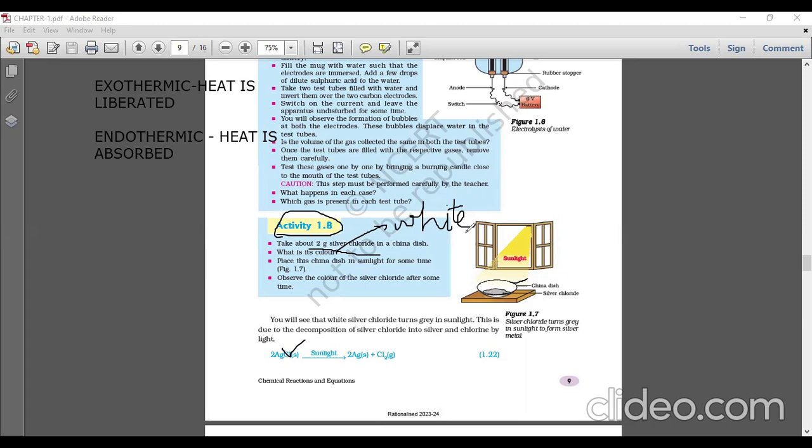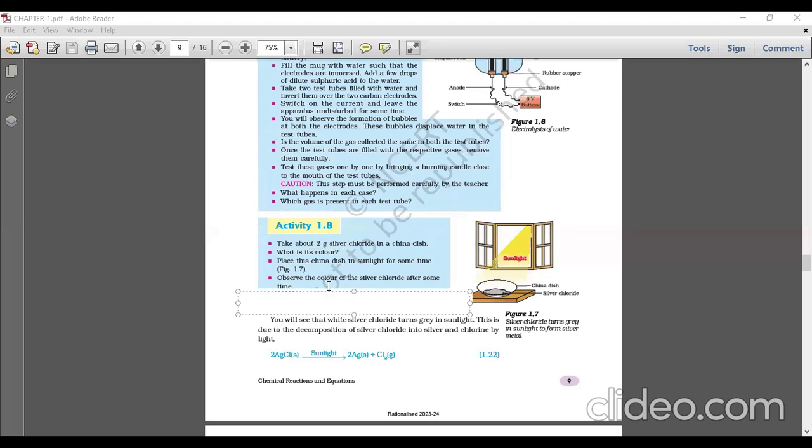So if you take that silver chloride and put it under the sun for some time, heat is absorbed by the silver chloride. What happens after some time? After some time we see that the color of the silver chloride, which is white, changes into gray color.